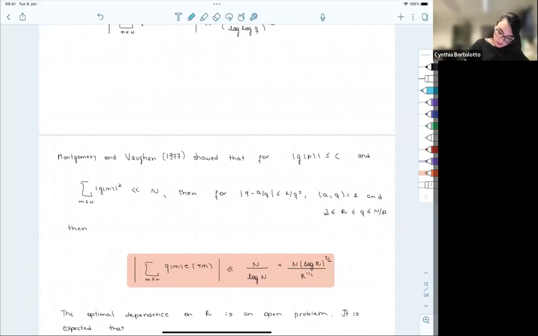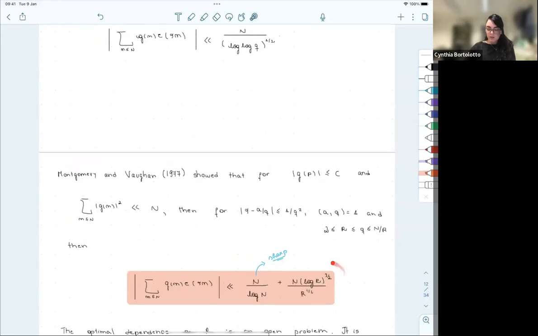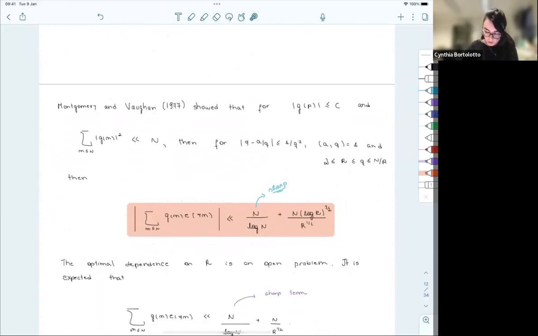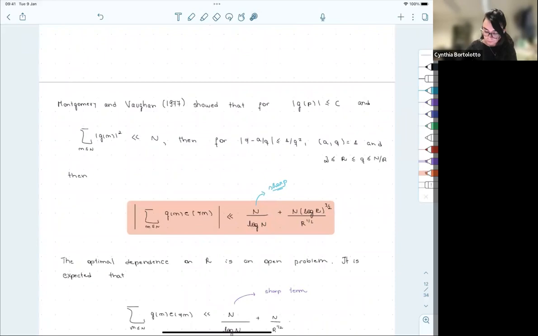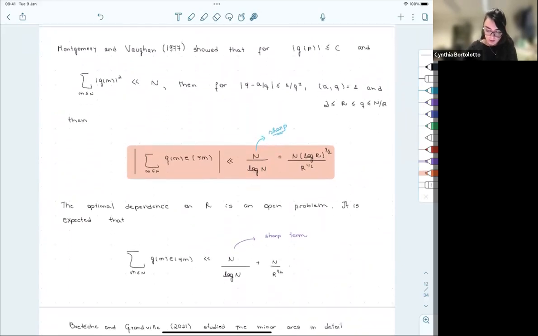And this first term here is sharp. One can find quite a lot of examples of multiplicative functions that attain this N divided by log N, but for this term here, we don't know exactly what the optimal dependence on R should be. So it's an open problem, and it is expected that one could get rid of this (log R)^(3/2).